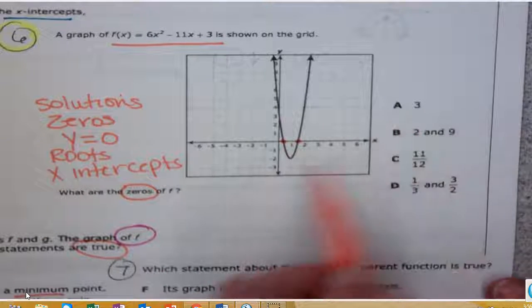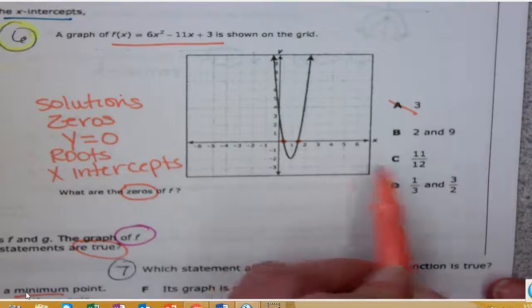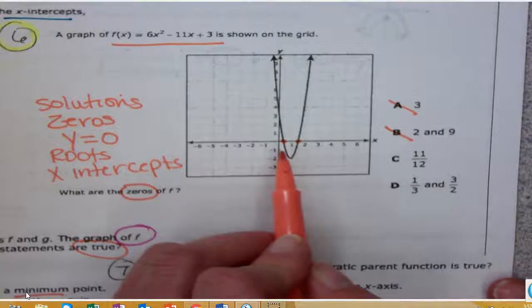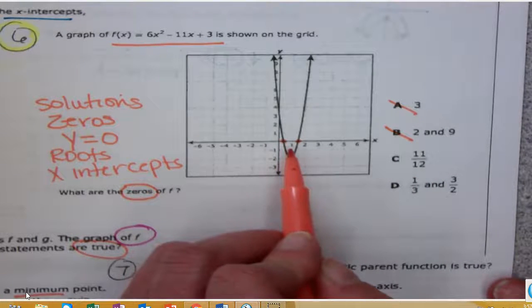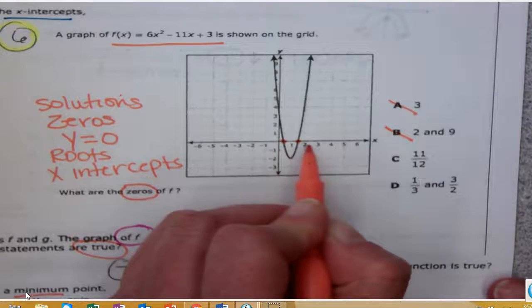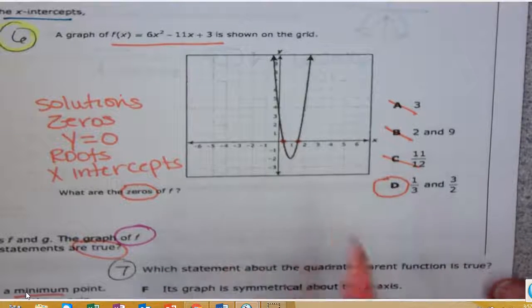So the zeros, 3 is not a 0. 2 and 9 are not zeros. 9 is not even on the graph. 11 over 12, well, that may be a good answer, but there's only one of those. So we know that there's 2 places where it crosses the x-axis. So we're going to cross that one out, and that leads us with that.